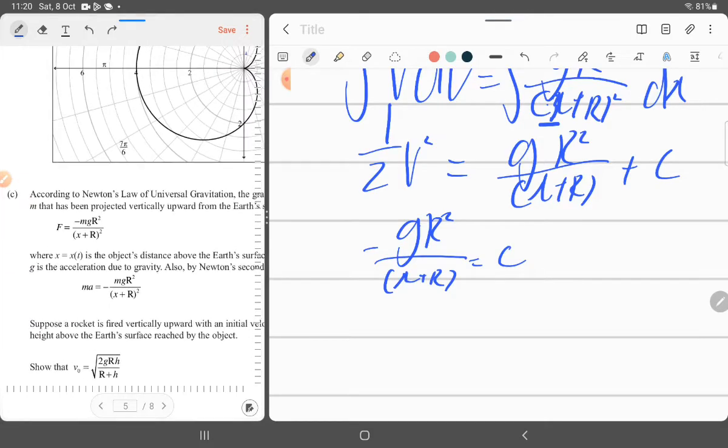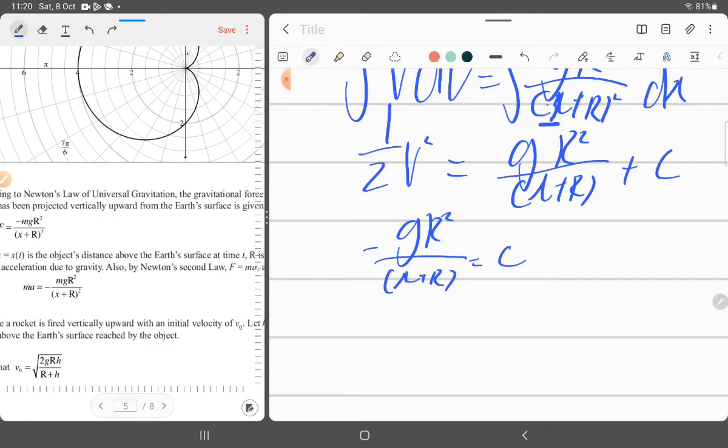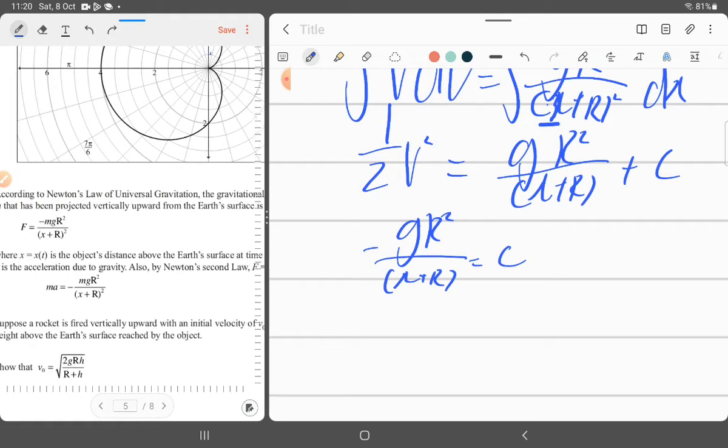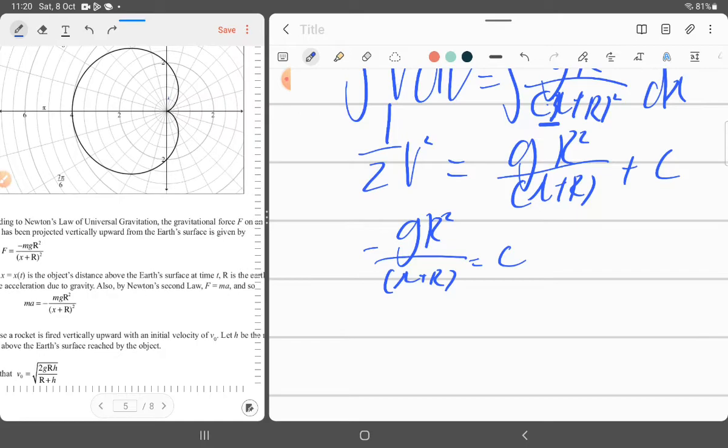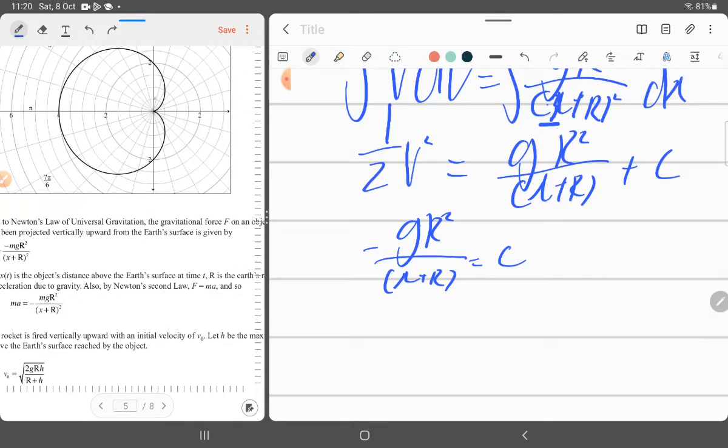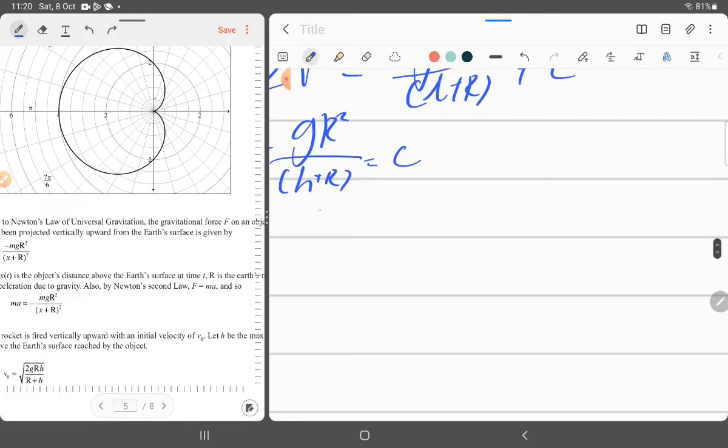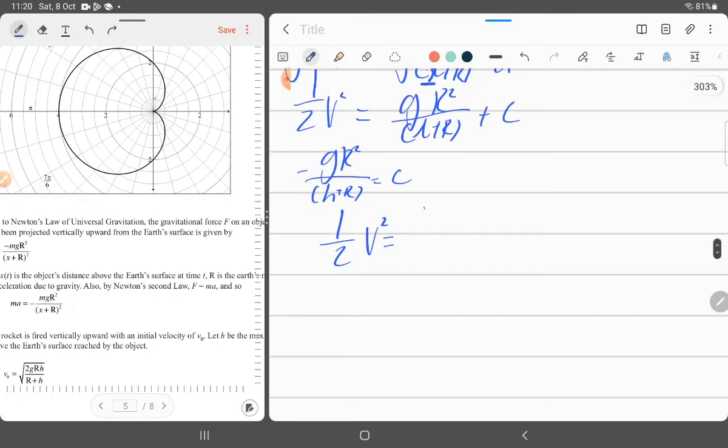Then instantaneously when the rocket is fired vertically upward with initial velocity v and reaches height h. So at this instant the height is h. So half velocity squared is equal to g r squared over (x plus r), take away g r squared over (h plus r).